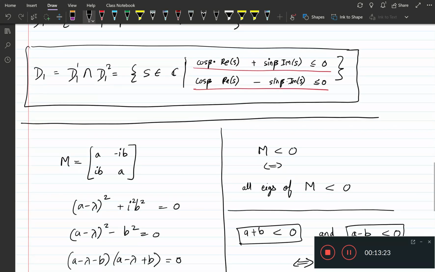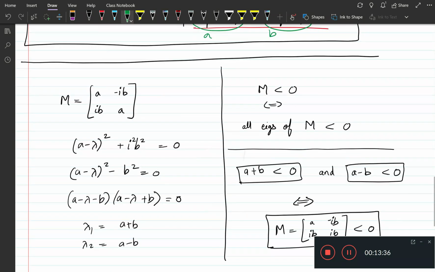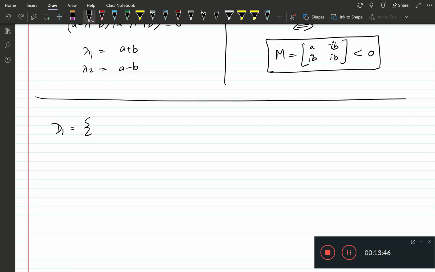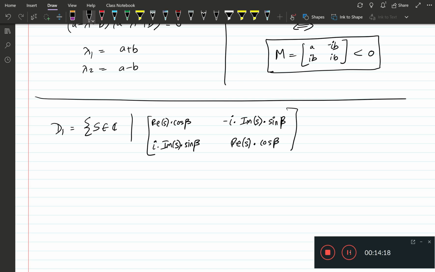So if we look at the two conditions here that were characterizing D1, we have A plus B and A minus B. So we can then define, now equivalently, the set D1 as the set of all complex numbers S such that M, which is defined as real part of S times cos beta, minus I times imaginary part of S times sin beta, I times imaginary part of S times sin beta, and real part of S times cos beta, if this matrix is negative definite. So that's the characterization of D1.